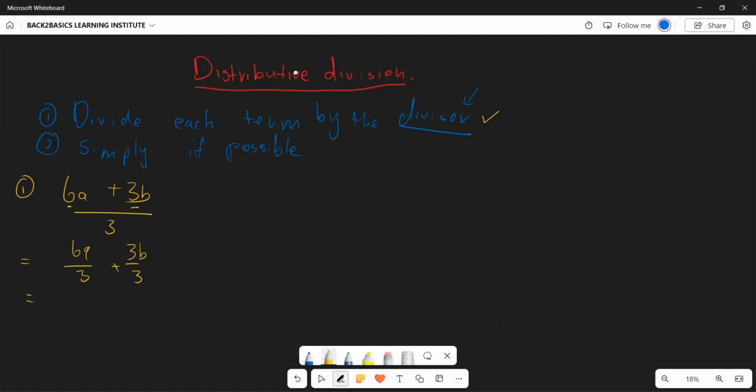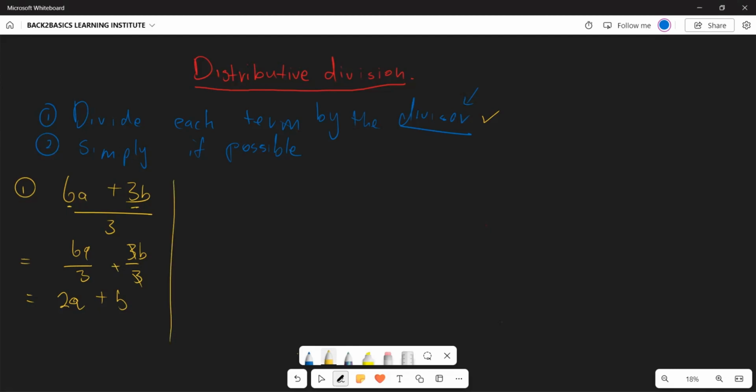And now from here, what is it that you can do? Now, what is 6 divided by 3? 6 divided by 3 is going to give you 2. So this is going to be 2a. And here, this 3 and this 3 are going to cancel each other. So actually, you are going to have 2a plus b. So this is how you are going to use the distributive division.